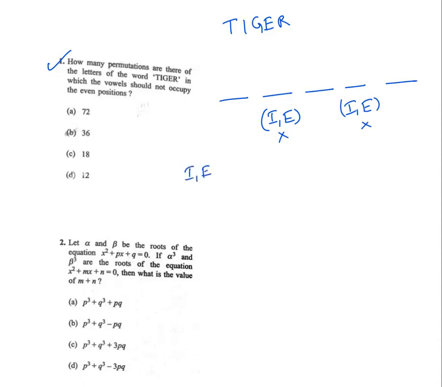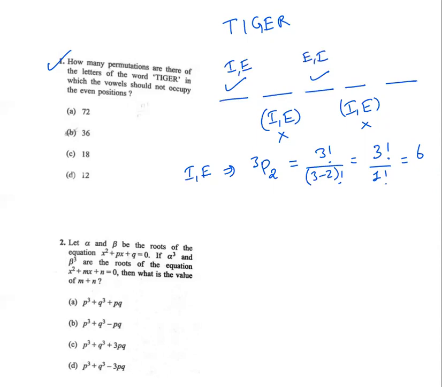So I and E can be placed in 3P2 ways. Why 3P? P means permutation, where order is important. That means in the first place I can keep I or I can keep E. So order is important. 3P2 is nothing but 3 factorial divided by (3 minus 2) factorial, which is 3 factorial divided by 1 factorial, that is 6. Now these two places are filled by I and E or E and I.